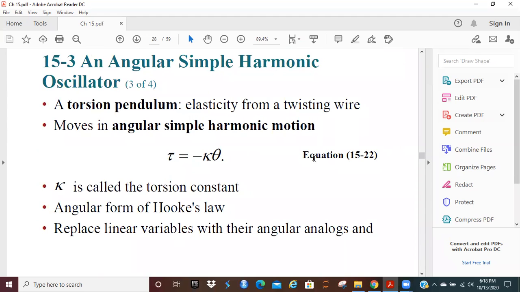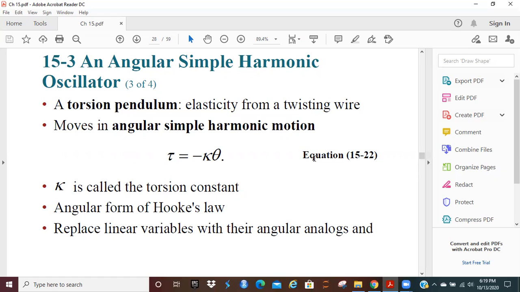So, torsion pendulum. The elasticity comes from a twisting wire. So it moves in angular simple harmonic motion. So we have an angular component here to the linear. And so the torsion constant is going to be kappa. So tau is going to be equal to minus kappa times theta, I'm sorry.